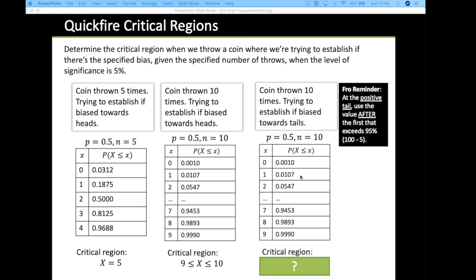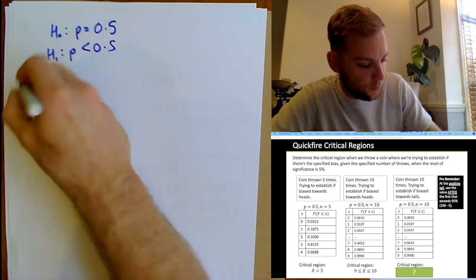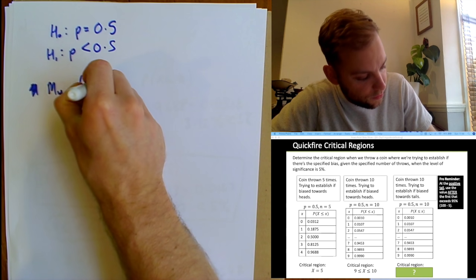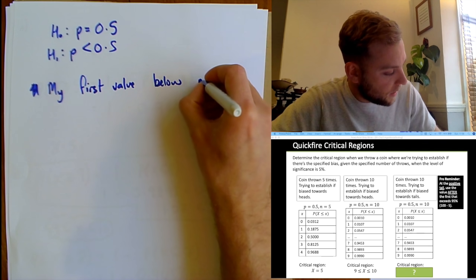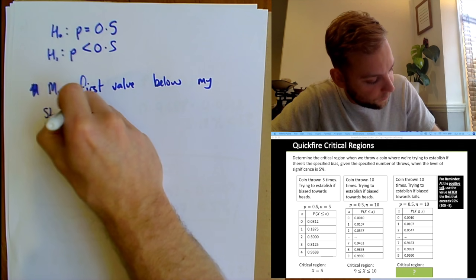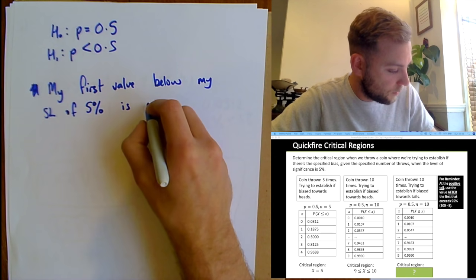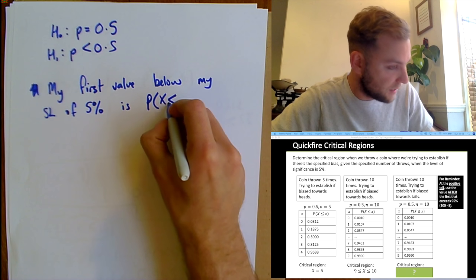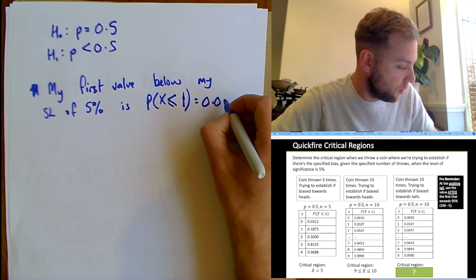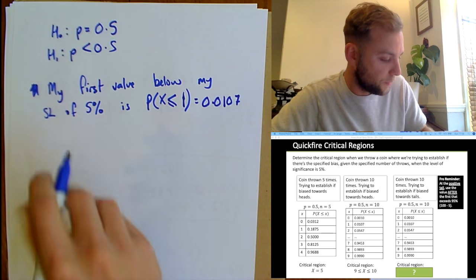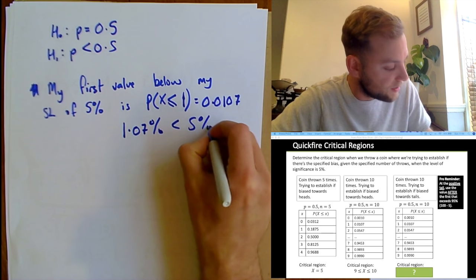So my first value below my significance level of 5% is the probability of x being less than or equal to 1, which is equal to 0.0107. So actually the probability is 1.07%, which is less than 5%. That's the first time that it goes below.